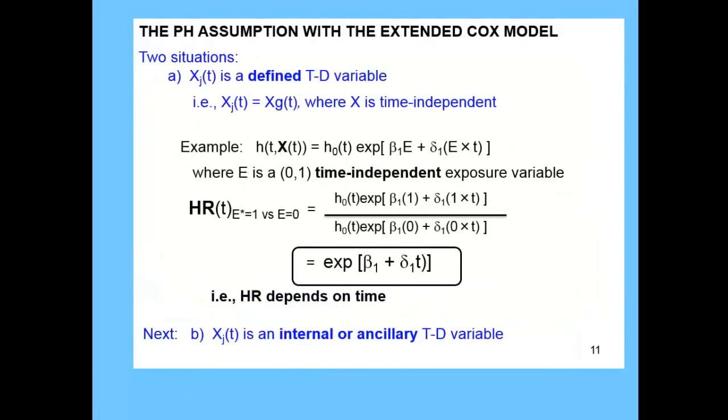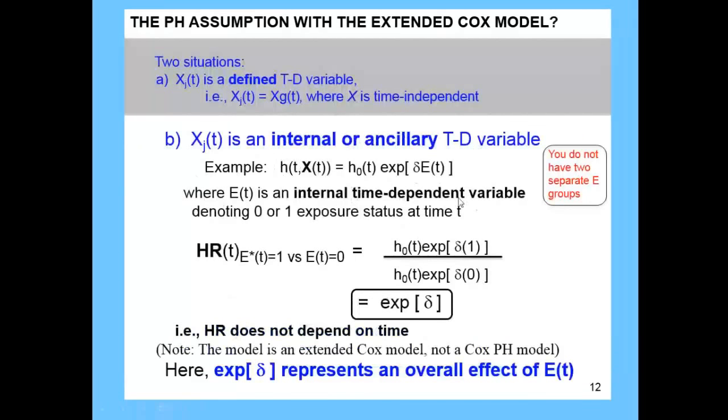I showed you a couple of examples, but one is a very simple example where the only variable in the model is a time-dependent variable of exposure status, which changes over time. If this was your model, the hazard function is the baseline hazard times e to the delta E of t, where E of t is a time-dependent variable, then the hazard ratio formula gives you an expression that doesn't involve time, because the coefficient of this variable doesn't involve time.